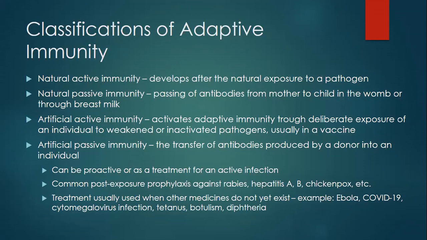Artificial passive immunity is also really common as prophylaxis against things like rabies, hepatitis A and B, chickenpox, things like that.